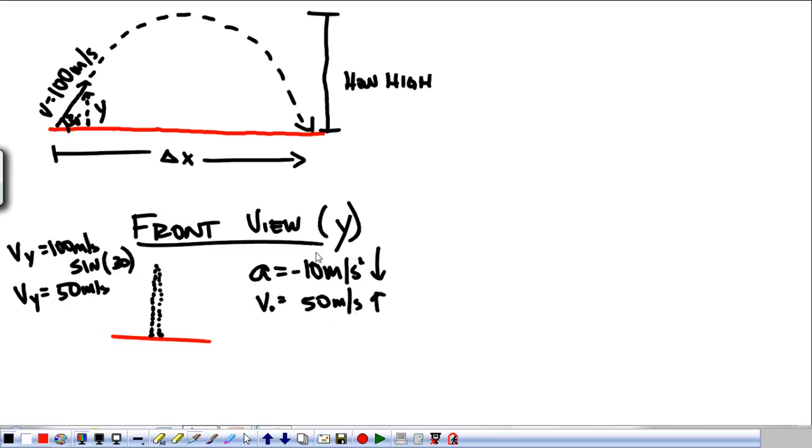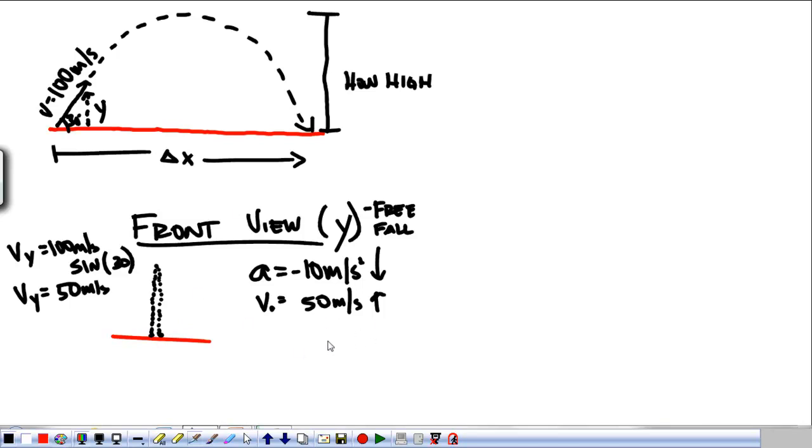Now, what we're seeing here in this front view is that the problem, as far as the y direction is concerned, is just a free fall problem. The ball is thrown straight up and comes straight back down. Well, I know what to do with the free fall problem. I know how to figure out how high or how long it takes to get back down to the bottom.